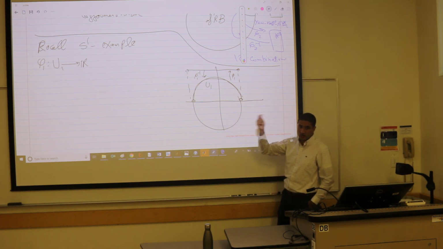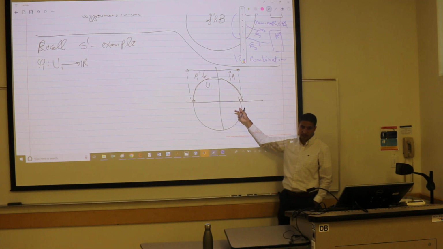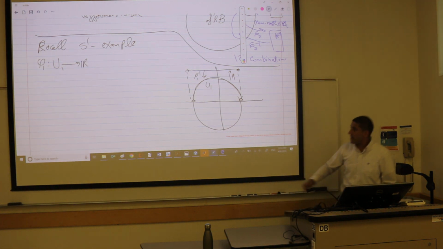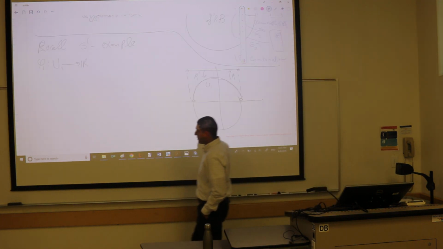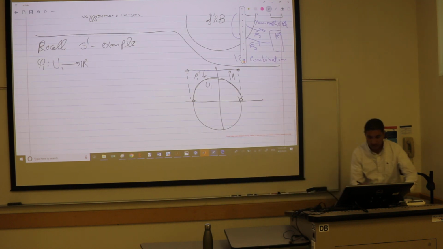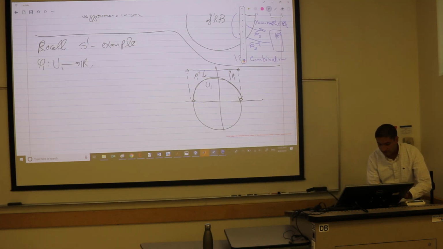Because you need just one coordinate to represent a point on the circle. So I'm mapping to R1 because it's a one-dimensional manifold. Phi was defined by what? Phi 1 takes a point on the circle, so it's y, and we're projecting on the x-axis. Okay. The projection is always easy.